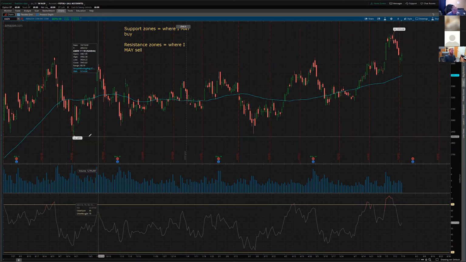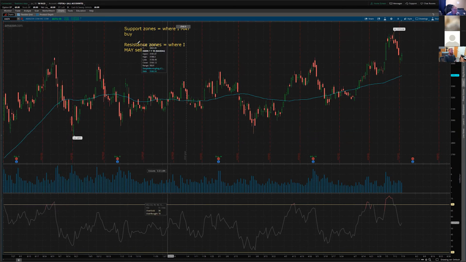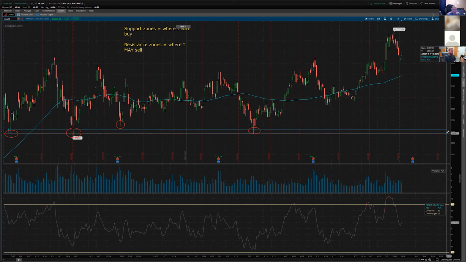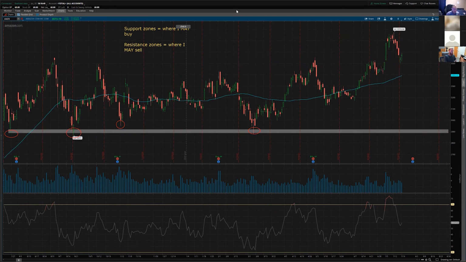But when I look for support zones, I'm going to look for the lows. So I can see just by looking at the daily, look down here. It hit a low there. It hit a low there. It hit a low there. Hit a low there. So if I were to draw a zone, I would draw something that would go roughly to that. So what I just did was I drew a zone.